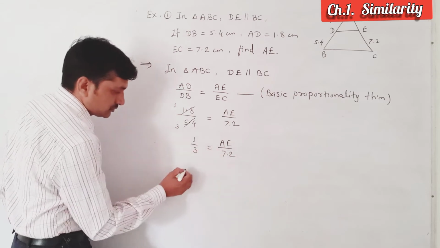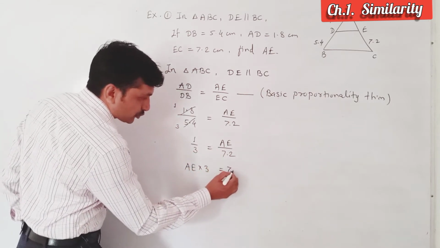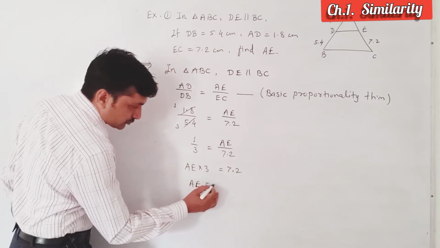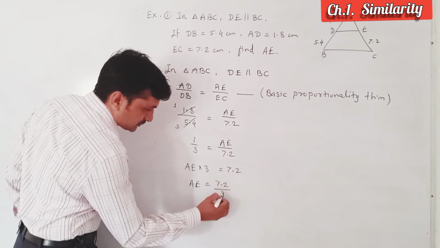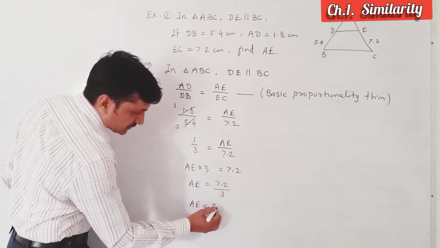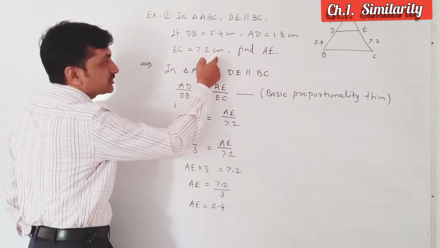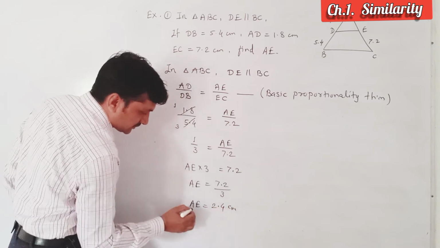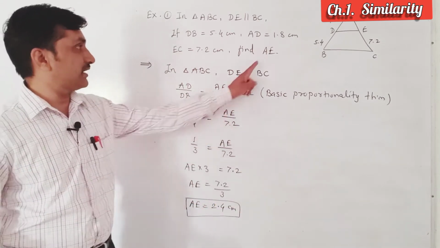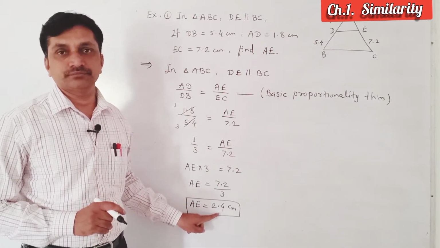1 upon 3 is equal to AE upon 7.2. Cross multiplication. AE multiplied by 3 is equal to 7.2. 3 divide there. AE is equal to 7.2 divided by 3. Now reduce by 3. 3 2s are 6, 3 4s are 12. The unit is given here as centimeter, that's why I write centimeter here. If the unit is not given, don't write it. Therefore we got the value. AE we got 2.4 centimeter.